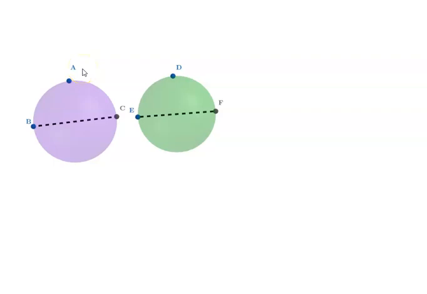Let us look at proposition number 18 and the last proposition of book 12 of Euclid's Elements. The proposition says spheres are to one another in triplicate ratio of their diameters. So let's see how we can prove this.